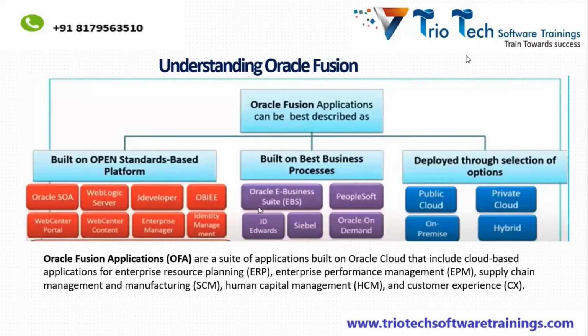Some examples that you can see here are PeopleSoft, Siebel, JD Edwards, or Hyperion as a tool. So there are many ERPs, software and applications that they have acquired over a period of time to build on the capabilities of the Oracle Fusion applications.